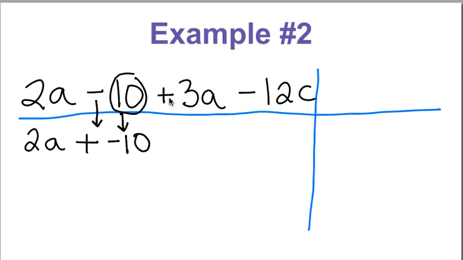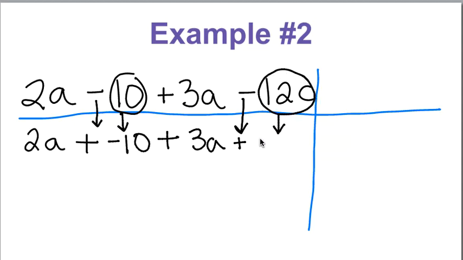Now, if I have addition, don't mess with it. Addition is good. If you have addition, you don't do anything with it. There's nothing wrong with 3a, but I do have a problem here. My subtraction has to become addition, and my 12c becomes negative 12c. Please draw these arrows so that you can see what's happening. Use a different color if you have it. It'll be helpful for you to see what's happening for each of these.